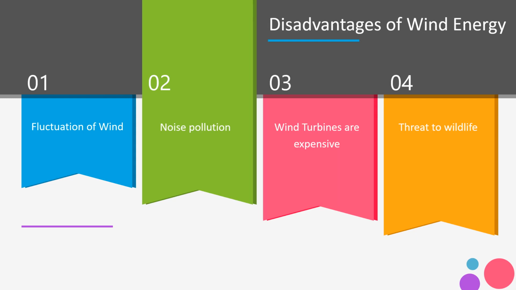Finally, wind turbines are a threat to wildlife. Birds have been killed by flying into spinning turbine blades. However, it is believed that wind turbines pose less of a threat to wildlife than other man-made structures such as cell phone masts and radio towers.